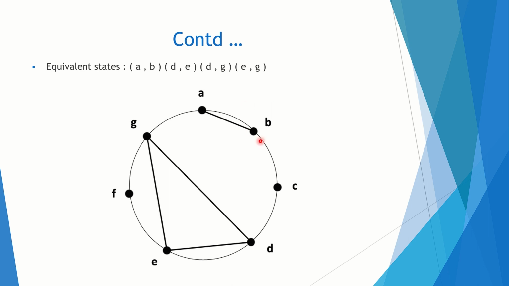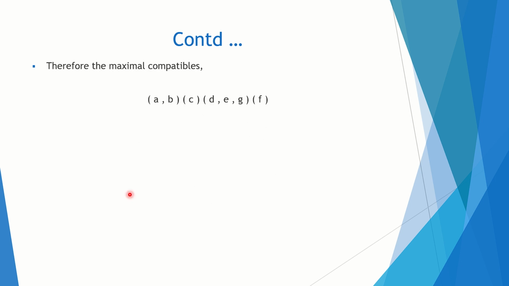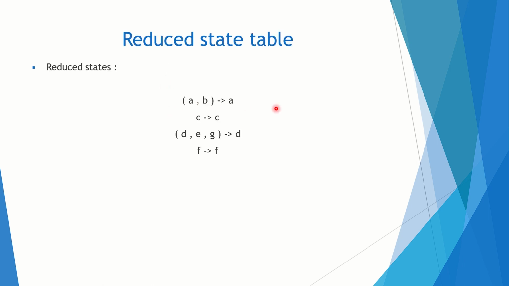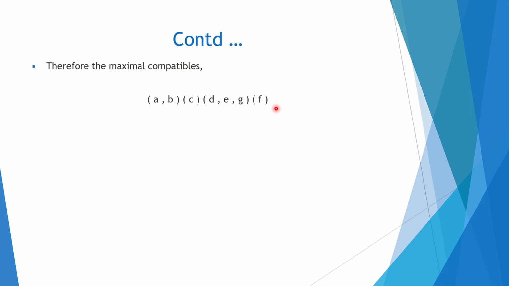A compatible pair means it can be combined into one state. This is one state, these three can be combined into one state, and this is one state. This is called the maximum compatibles, shown here as A, B, C, D, E and F. These pairs can be reduced into 4 states, so we are reducing the 7 states into 4 states.